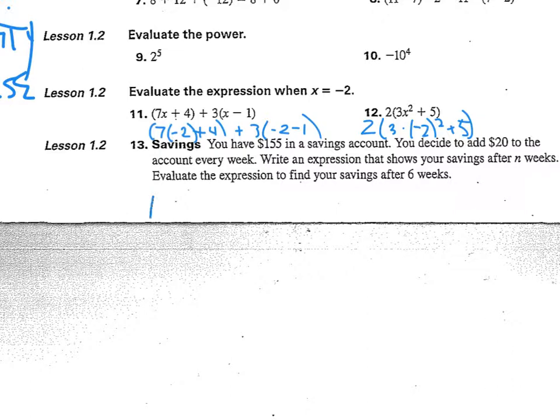So we're starting out with $155. We need to add to it. What are we adding to it? It's going to be what we are adding, times n weeks. So you need to fill in what number should go right there, and then you're going to want to plug in 6 for the n, and then solve it. So it's going to be 155 plus blank times 6. So there are 2 parts to this problem.